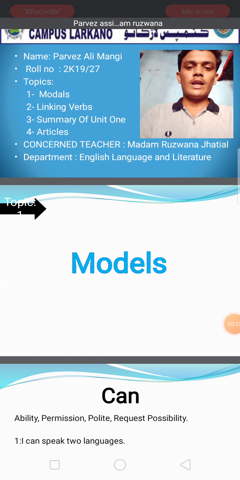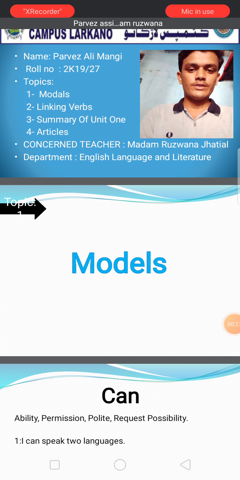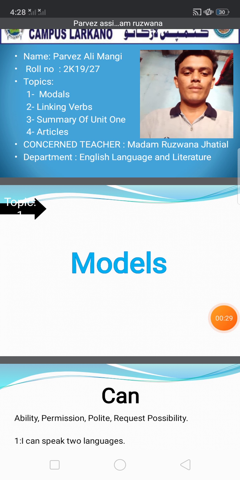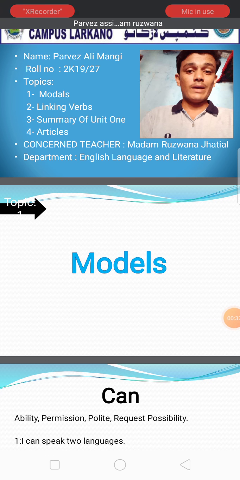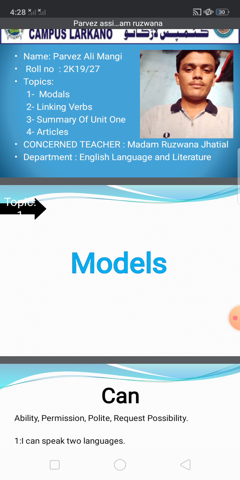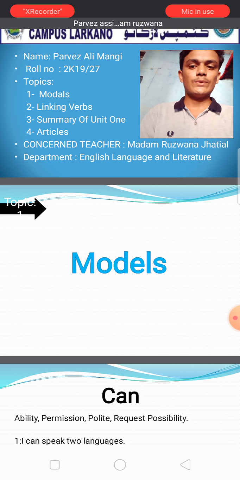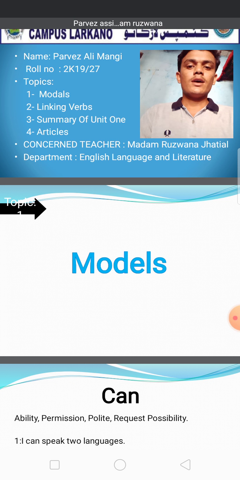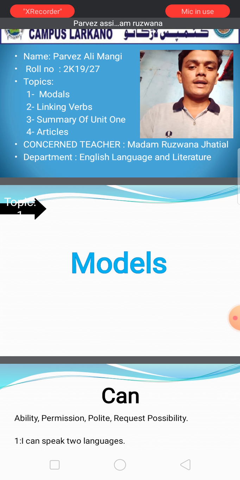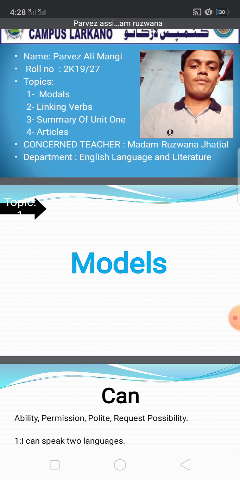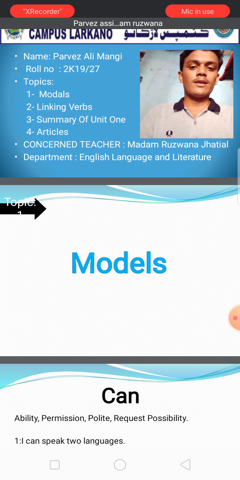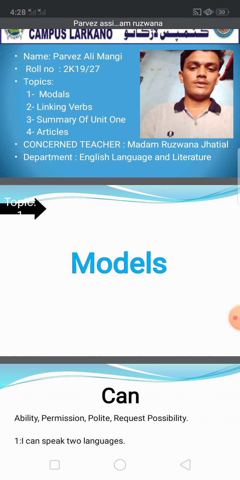First of all, I want to introduce myself. My name is Parvez Ali Mangi, roll number 27. My batch is BS English 2K19. I have chosen 4 topics, confirmed by the concerned teacher, Madam Ruzwana Jatyal, Department of English Language and Literature. The subject is Functional English.